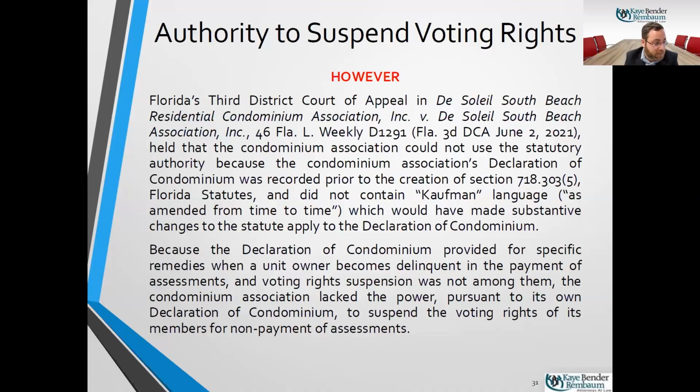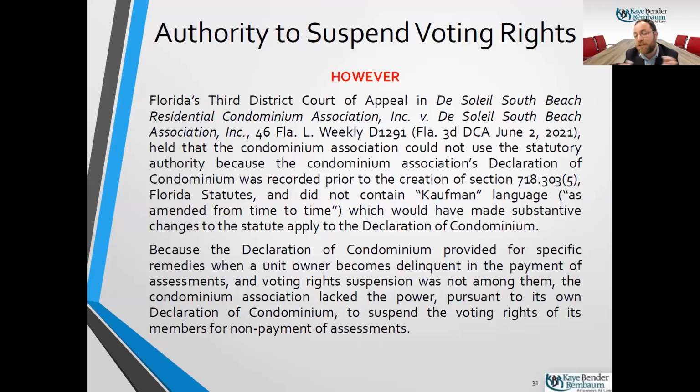So one thing to keep in mind is that certain restrictions, some things you can do like voting rights suspensions, depending on your documents, may have to be in your governing documents. There's a concept known as Kaufman language, which I'm not going to go into too much detail on because that in itself could be a multi-hour course longer than this one. And it's something all of us attorneys are still arguing about to this day. But essentially, depending on when your declaration was recorded, that may impact what rights you have under Chapter 718 if you're a condo or 720 if you're an HOA.